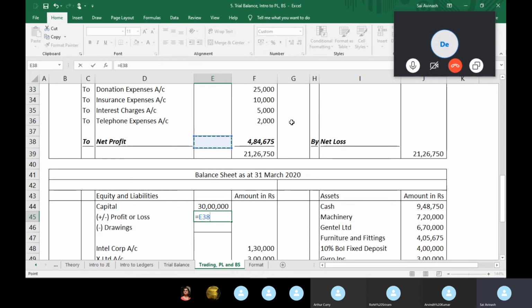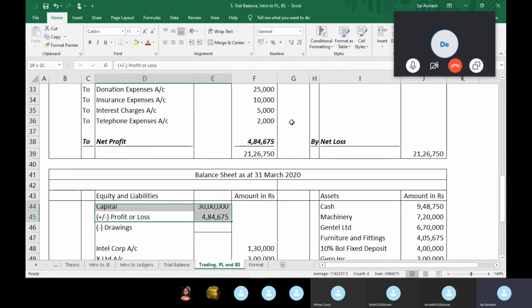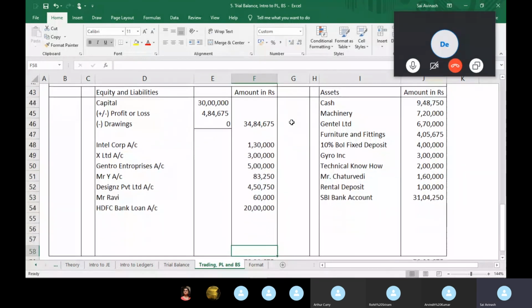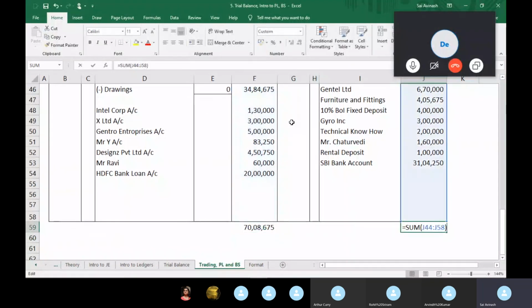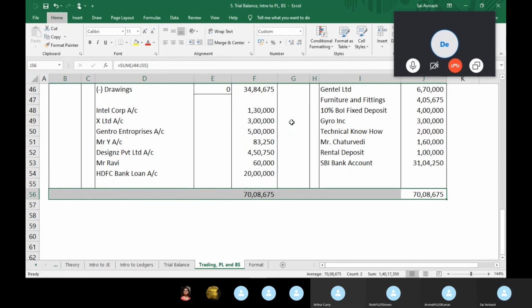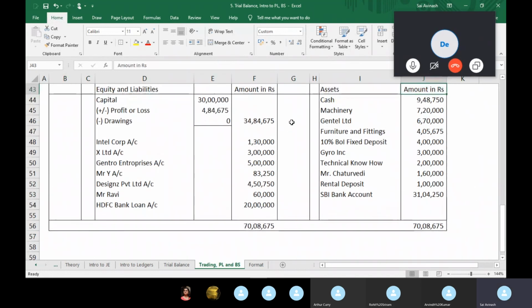So you will add this profit to your capital. And in this case, we don't have drawings. So 0, right? So what happens? Capital plus profit minus drawings is 34,84,000. And your balance sheet is tallied, right? So what does this represent? It shows us that we have a total asset balance worth 70 lakhs and we have liabilities worth 35 lakhs.